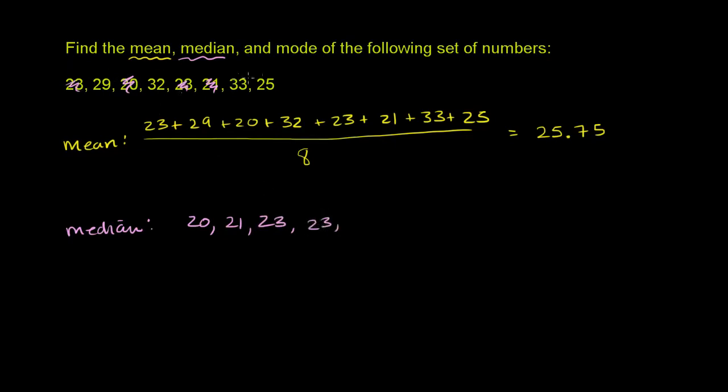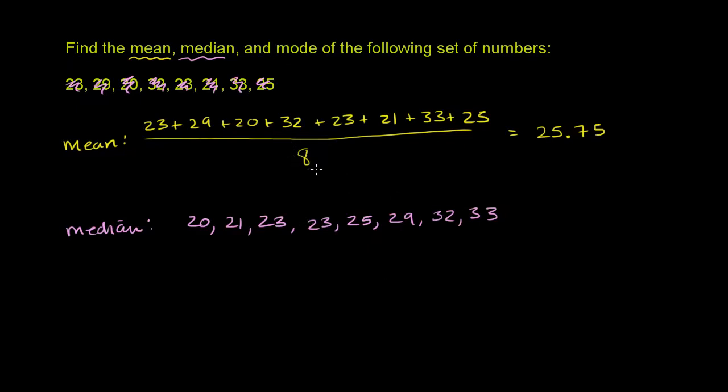And no 24s, there is a 25. There's no 26, 27, 28. There is a 29. Then you have your 32. And then you have your 33. So what's the middle number now that we've ordered it? So we have 1, 2, 3, 4, 5, 6, 7, 8 numbers.